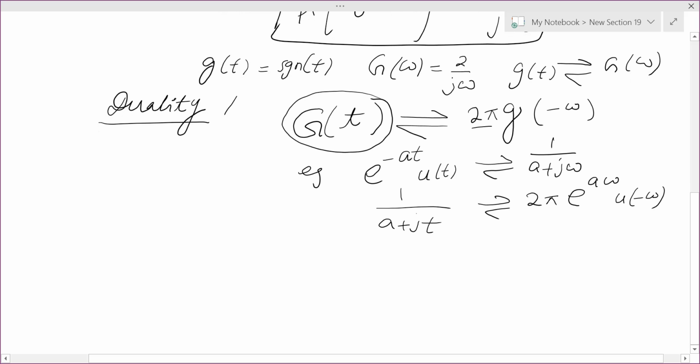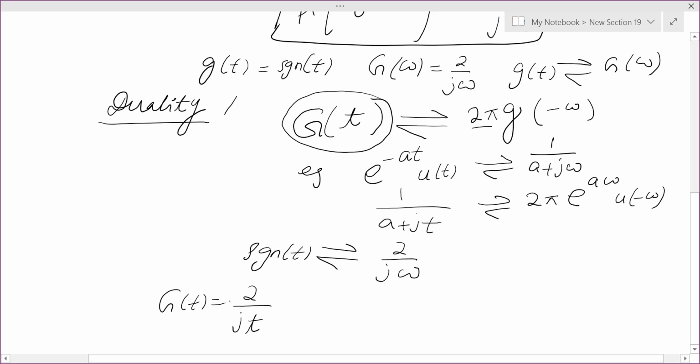Now how is it helpful? It will be helpful for us. Right now we will apply it to the signum function. So you have a signum function whose Fourier transform is 2 over j omega. Now if I replace this 2 over j omega by t, this is now our g of t. What will be its Fourier transform? It says that you have to do 2 pi signum of minus omega. That is what this result says.